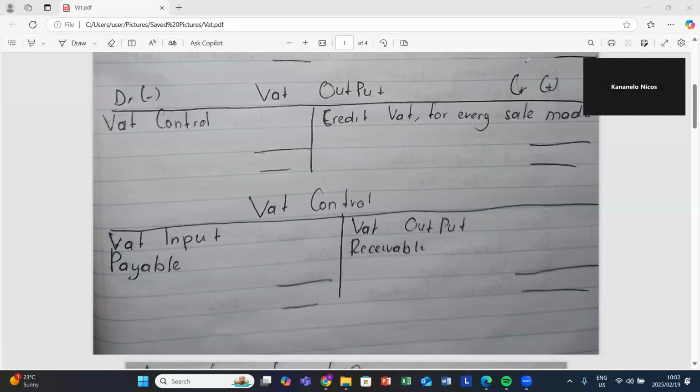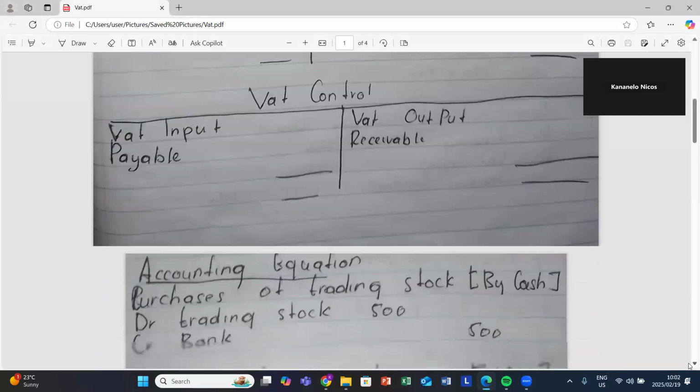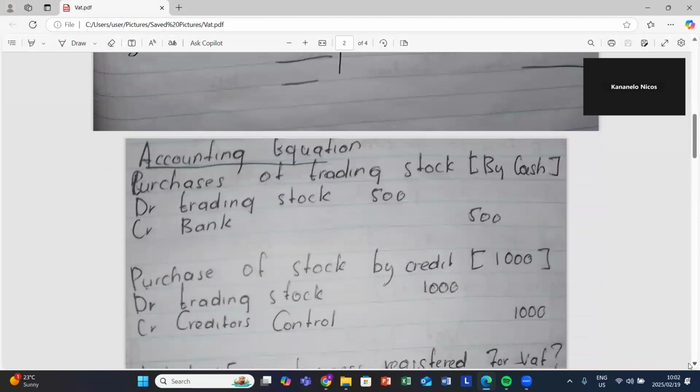So let us look at it from a more practical perspective. That was just an overview of our ledger accounts. So when we were dealing with our accounting equation, remember that we said that a transaction always affects two accounts, except when you are selling.